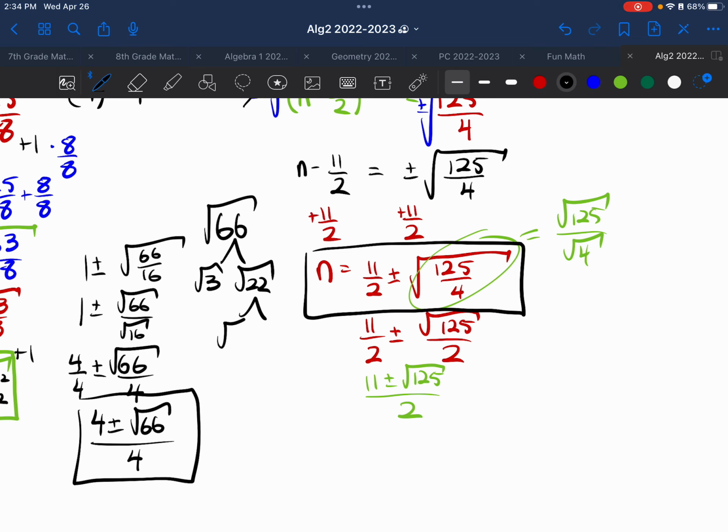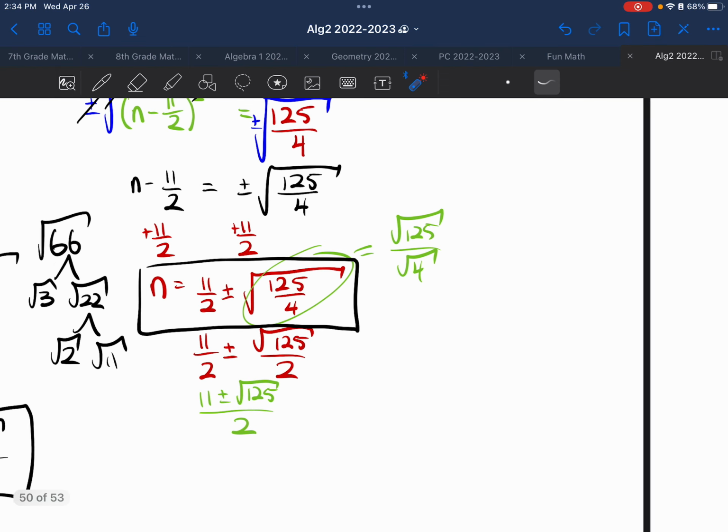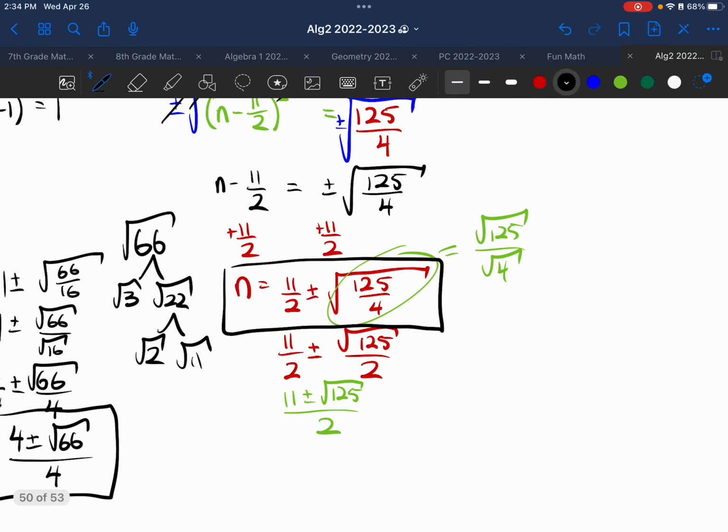Square root of 22 is the square root of 2 times the square root of 11. None of these factors matched each other. They're all different numbers. If I had like another 3 and a 3, then I could factor something out, but 66 didn't have any perfect squares that factored out. However, 125 definitely does. So how do you do that?